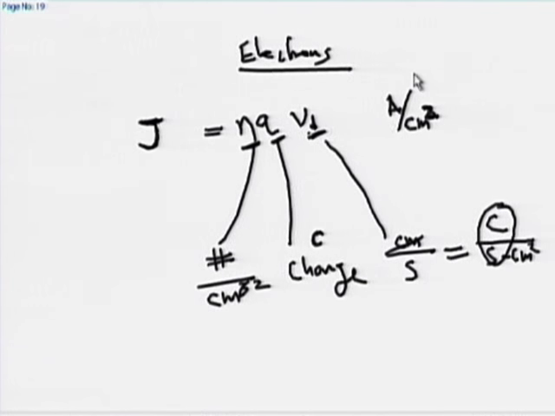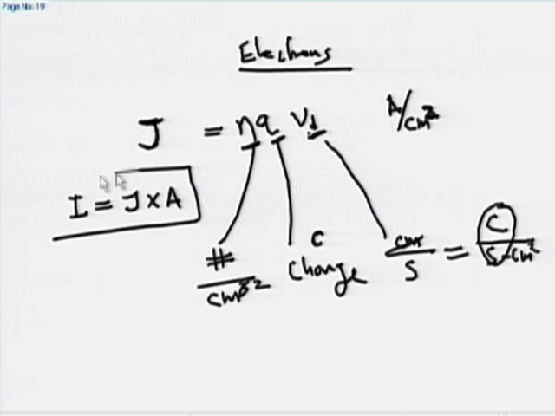If I want to find the current, then I should multiply with the area. So, my current is nothing but J into A. We will use the symbols throughout. J represents current density, per unit area, and I represents the current. If I multiply with the cross-section area of my semiconductor, I get the current. This is the current density due to the electrons.